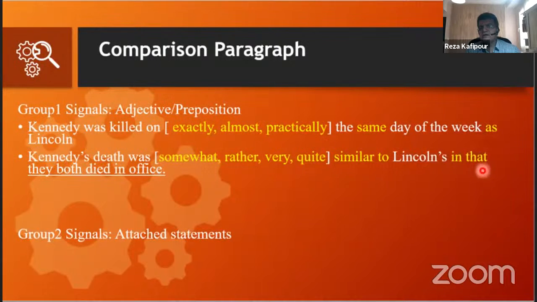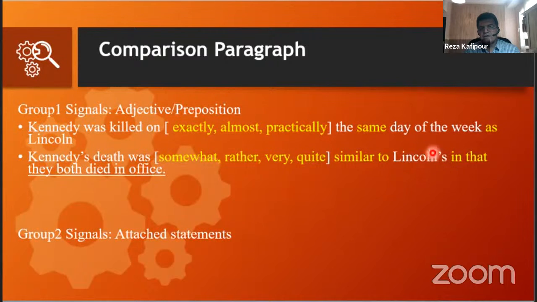After in that, we need an independent clause or full sentence. In that, they both died in office. So actually, they both died in office is the area of comparison, or let's say the basis of comparison.